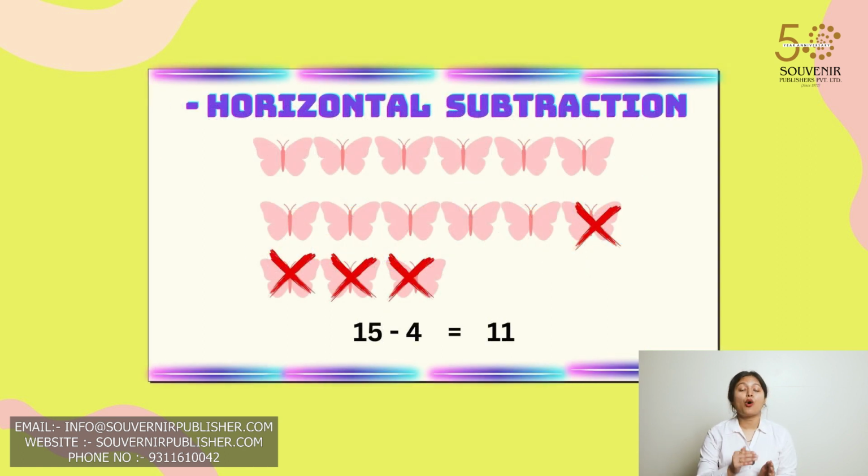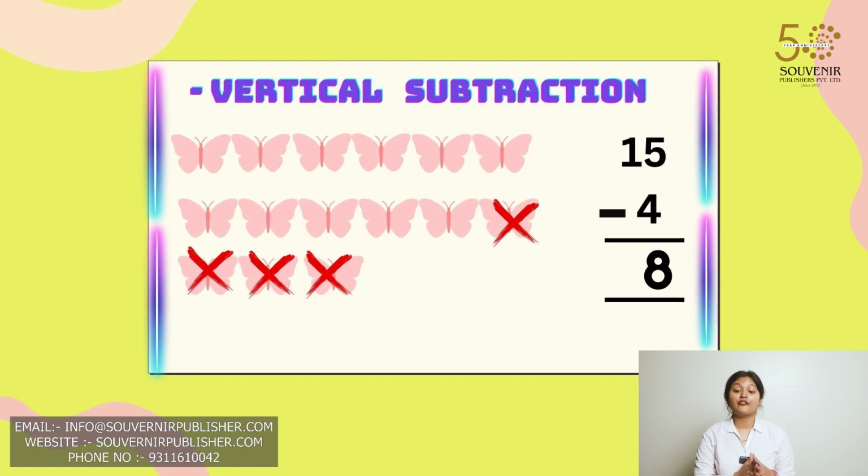Students, now let's know horizontal subtraction. So what we are going to do, we have 15 butterflies from which we are going to reduce 4. So what are we going to get as an answer? 11. Now let's move forward to vertical subtraction. Suppose we have now 15 butterflies and we have to subtract 4 from it. So how are we going to write it? 15 minus 4 which will give you 11. So vertical subtraction.